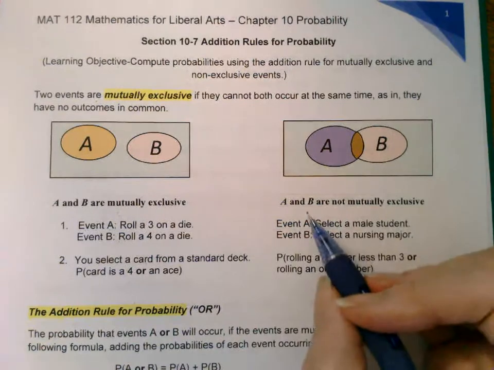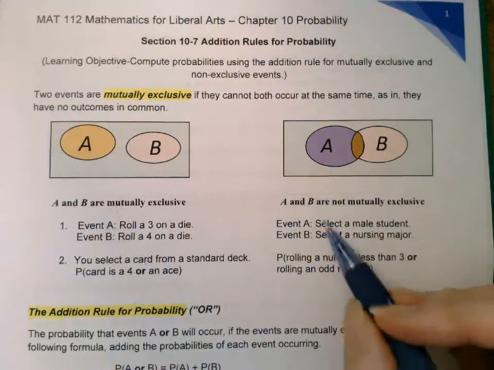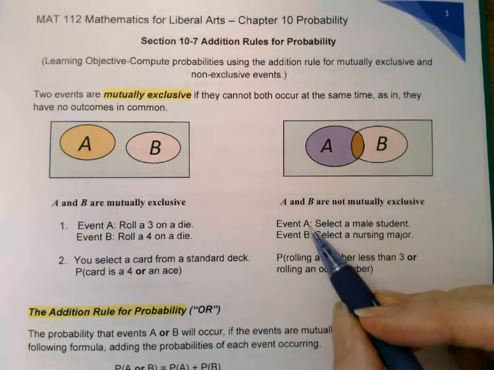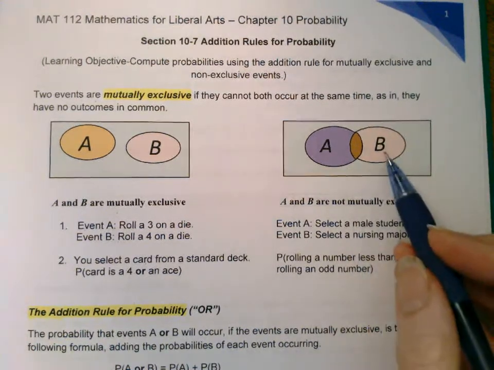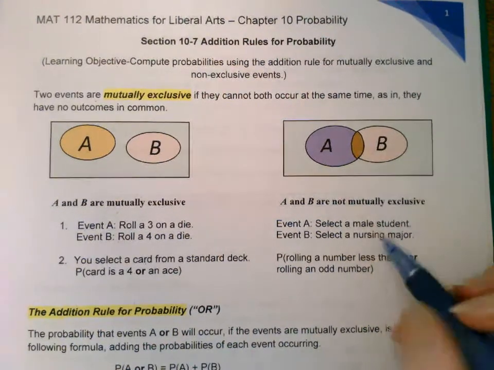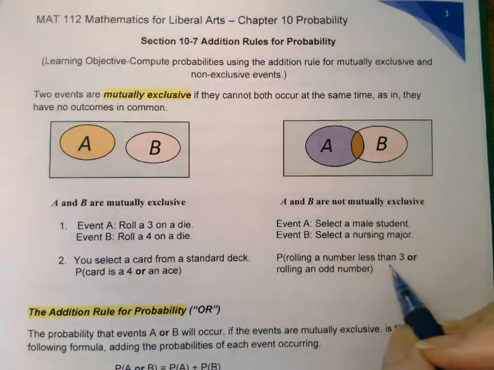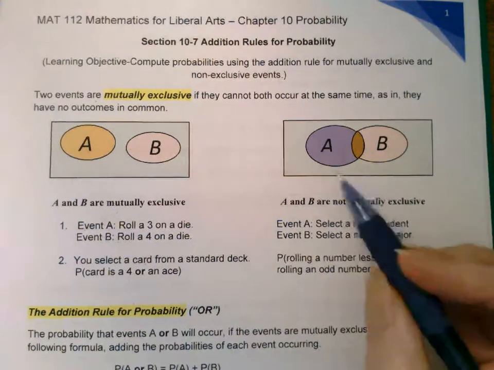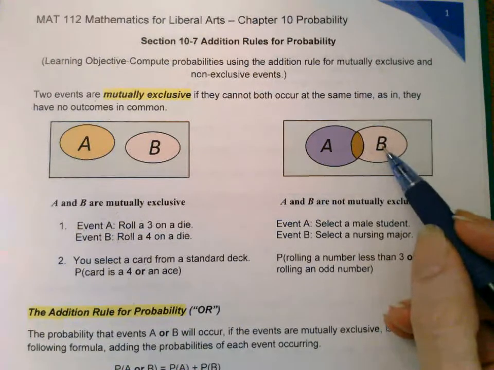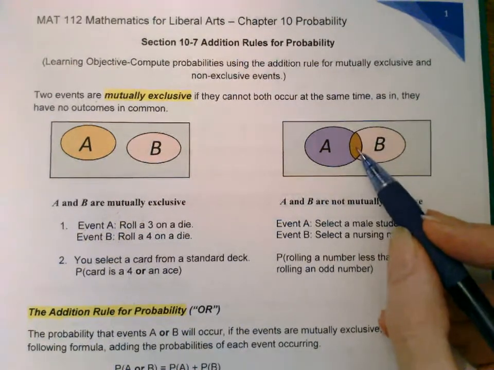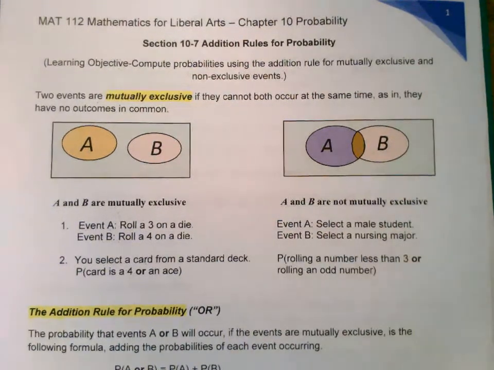When events are not mutually exclusive, that means there's some way you can satisfy both at the same time. For instance, if event A is a male student and B is a nursing major, you can have a male nursing major in the overlap section. So they're not mutually exclusive. Rolling a number less than 3 for A and rolling an odd number for B, well, one clearly fits into both categories, so that's an overlap. So these two events are not mutually exclusive.